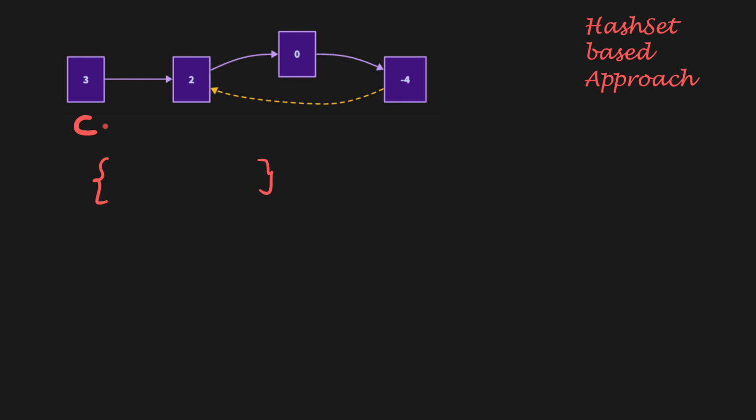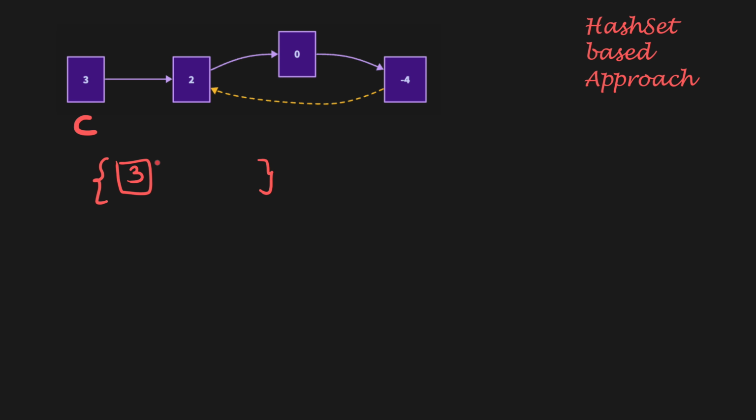Here, our current pointer points to the head node. Since we haven't seen this node before, we add it to the set. It's important to note that we add the node reference itself, not just the value. This is because there might be cases with duplicate values elsewhere in the list, which could give us a false alarm that we've detected a cycle.